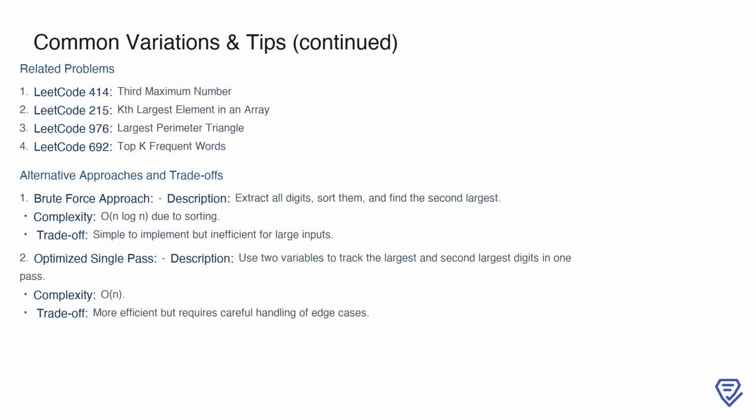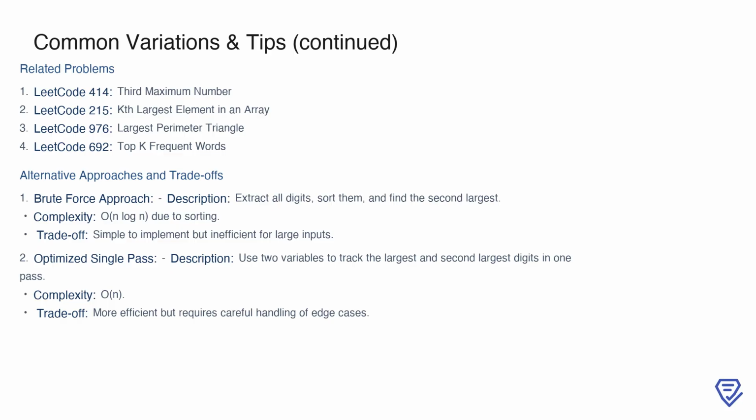This problem shares similarities with others you might encounter during your coding practice. For example, LeetCode problem 414 involves finding the third maximum number, while problem 215 focuses on the kth largest element in an array. Problem 976 deals with constructing the largest perimeter triangle, and problem 692 asks for the top k most frequent words. Each of these problems requires careful handling of values and optimization strategies.